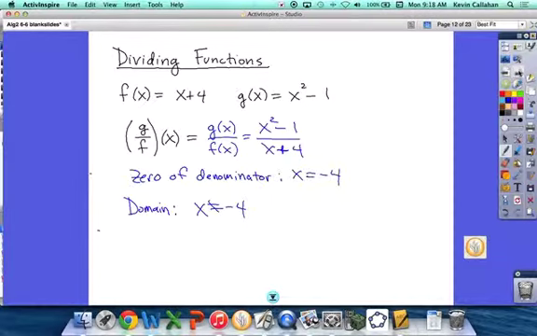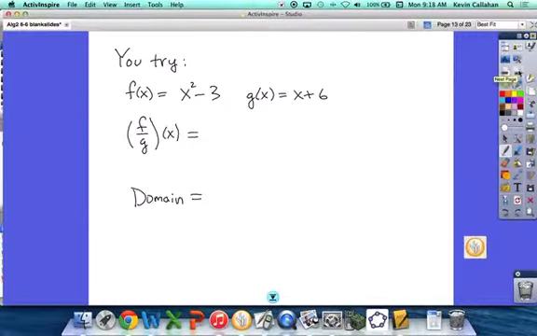Good. So try that one. Try to do this f of x divided by g of x and state the domain.